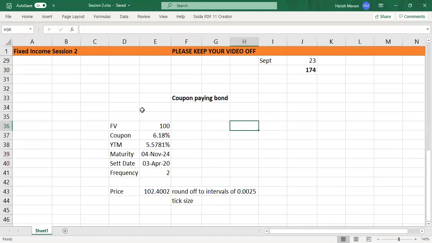Assume that there is default by government. How will the pricing change? If there is default, the price will fall because some of the cash flows you're expecting to receive, you're not going to get. So risk has gone up, yield will go up, price will fall.